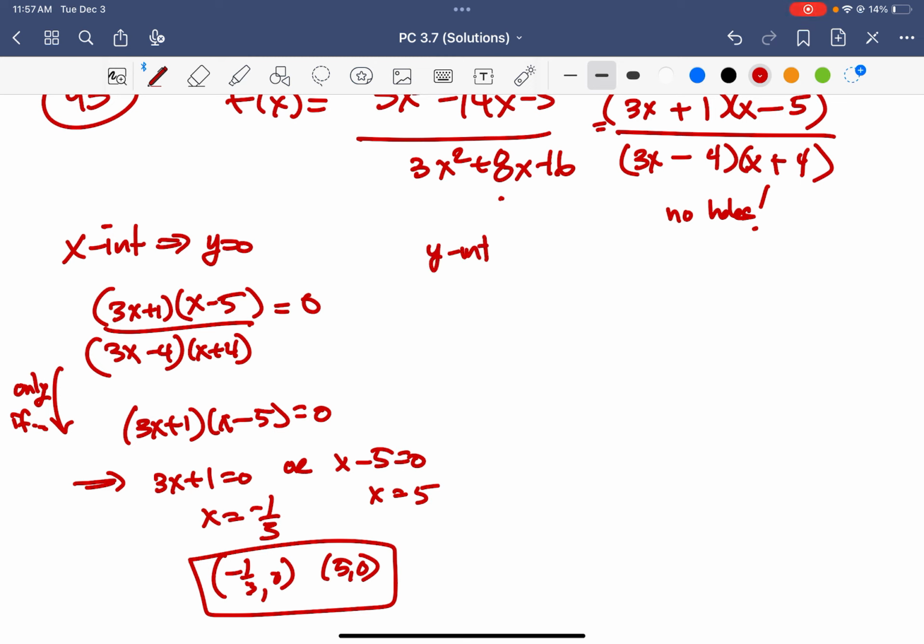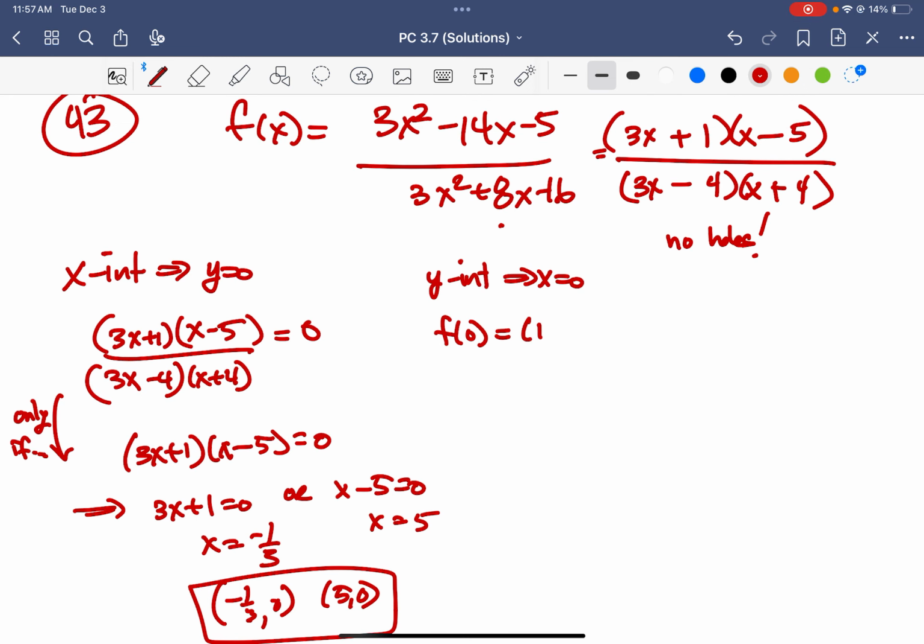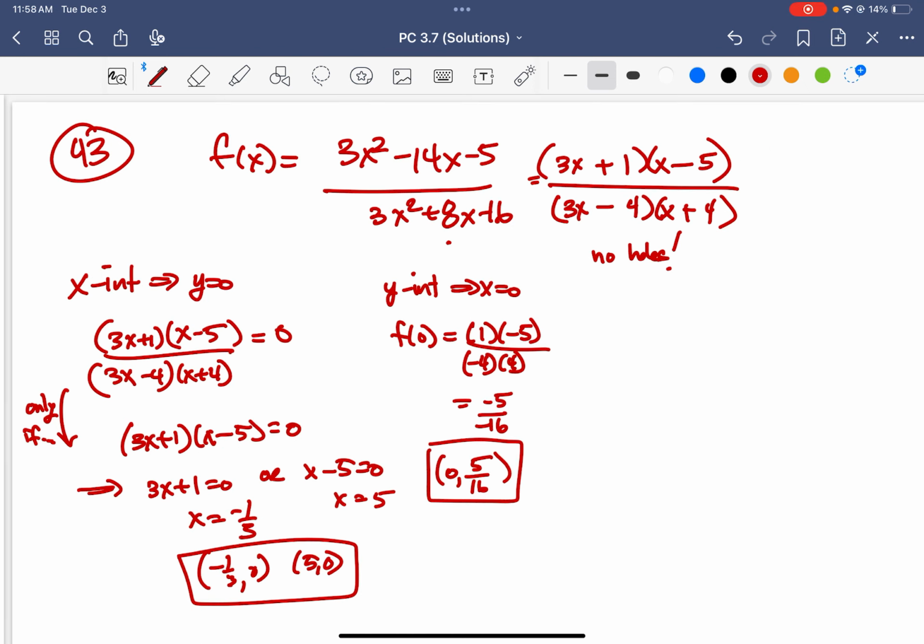The y-intercept means that x is equal to 0. So if you plug in 0, you're going to get 1 times negative 5 on top. On the bottom, you're going to get negative 4 times 4. So it's going to be negative 5 over negative 16, which is 5/16. So (0, 5/16) is a point on the graph.